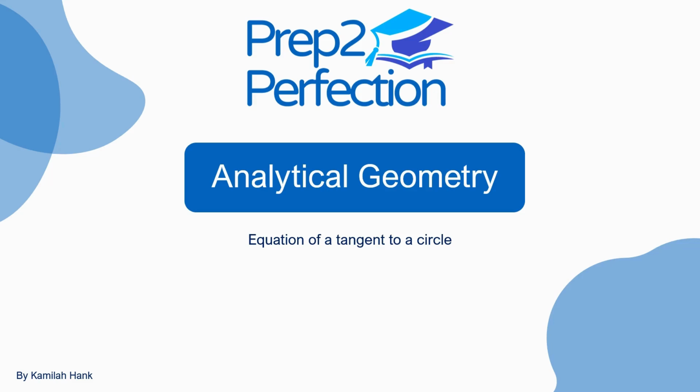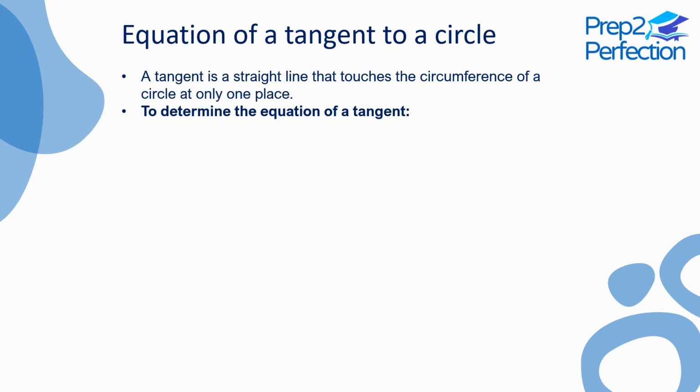In today's analytical geometry video, we'll be going over equations of a tangent to a circle. A tangent is a straight line that touches the circumference of a circle at only one place. To determine the equation of a tangent, we must first determine the equation of a circle.